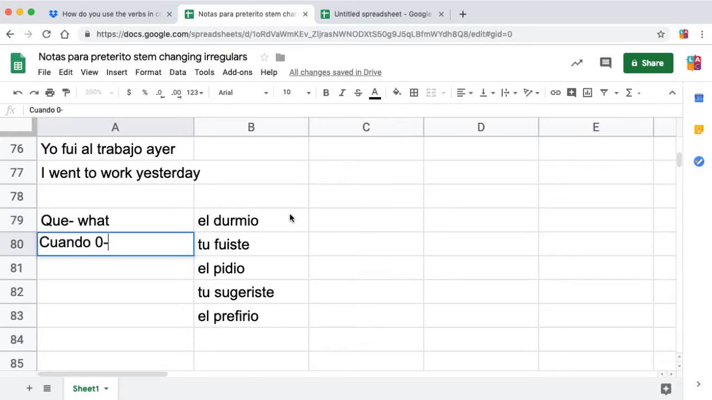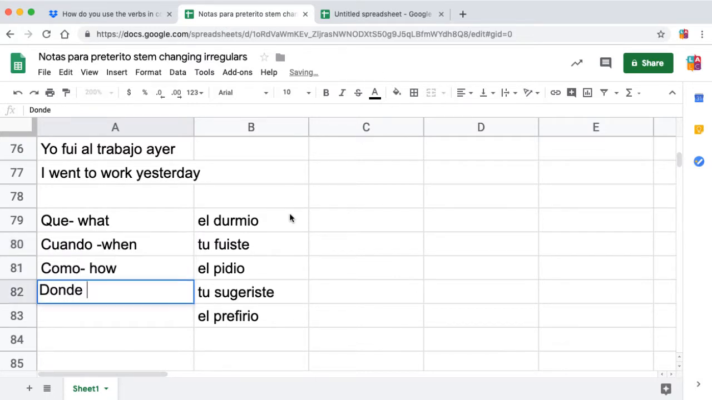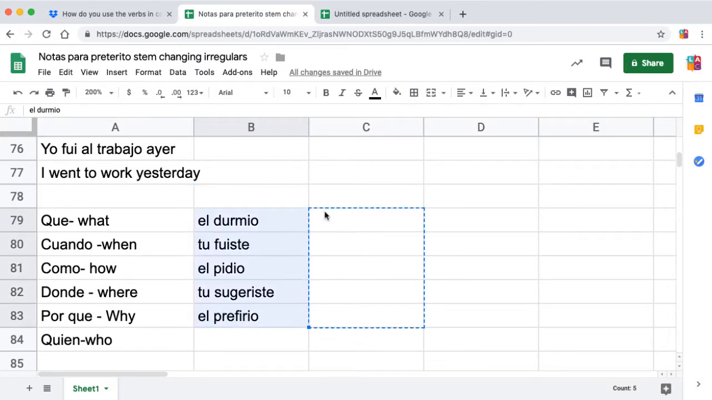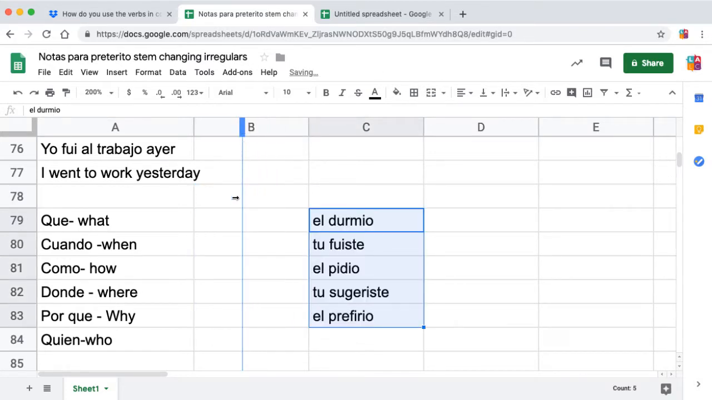Okay, so do you remember we have que, which means what, cuando, when, como, how, donde, which is where, and then why, por qué, and then we have, remember, who, which is quién. Okay, you can combine these with all the verbs that we saw today in the past, and then I want you to do that to practice how to use this.